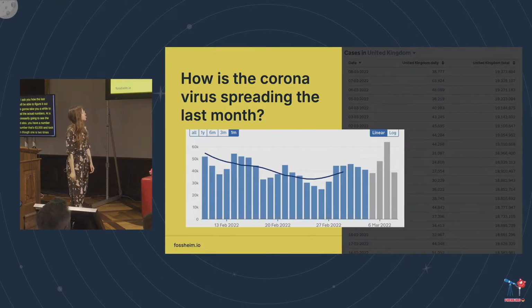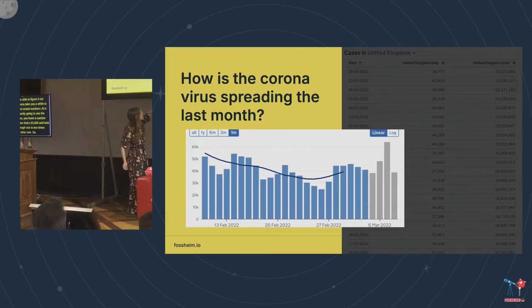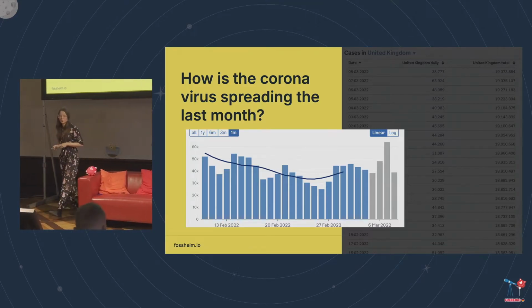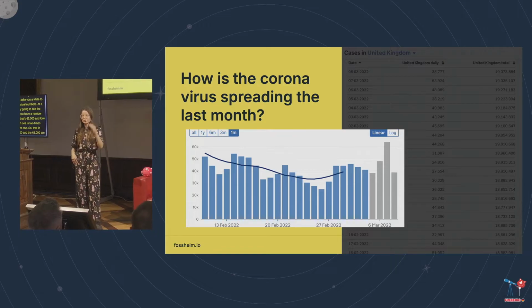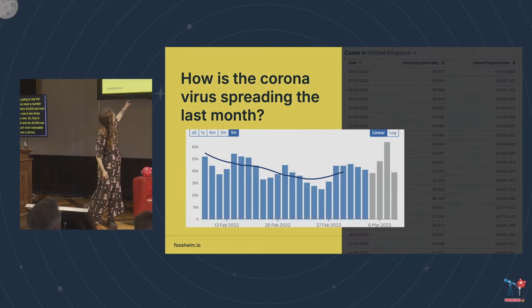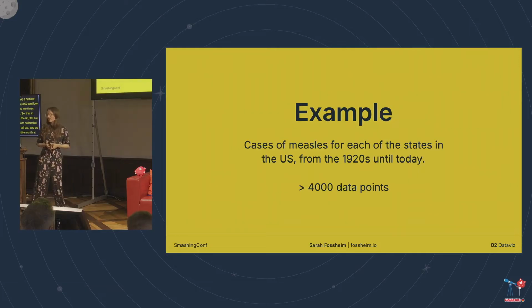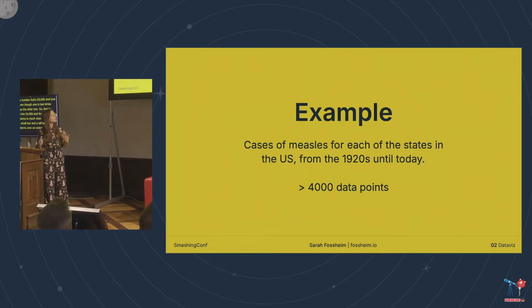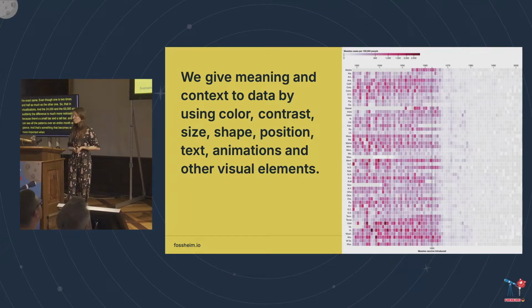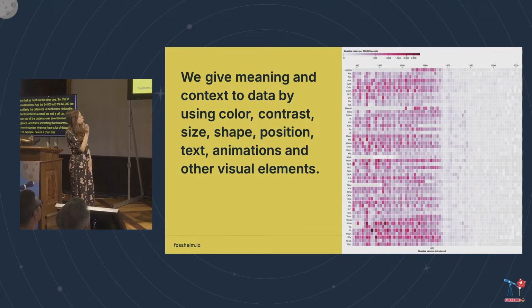So then in come the visualizations, and the 24,000 and the 63,000, the difference is suddenly much more noticeable, because there's a small bar and a tall bar, and we can see all the patterns over an entire month at a glance. And that's something that becomes even more important when we have a lot of data points. For example, here's a chart that shows the measles outbreak in the US going from the 1920s until the 2010s. So that's 50 states for 40 years. That's quite a lot of data points.